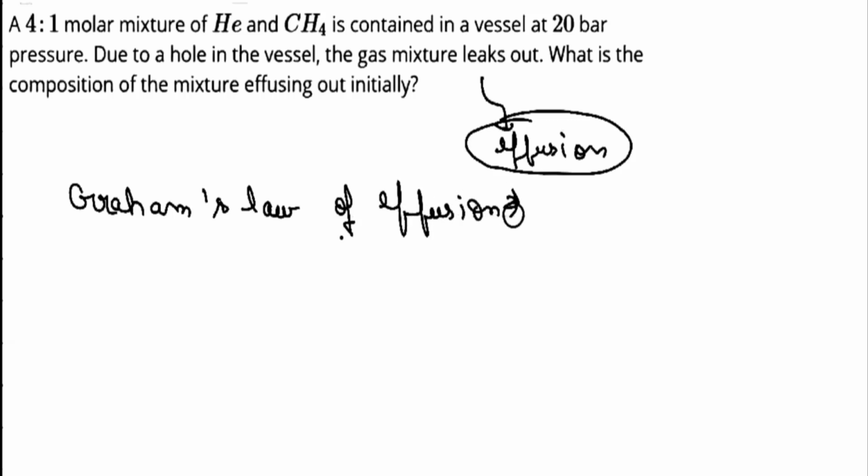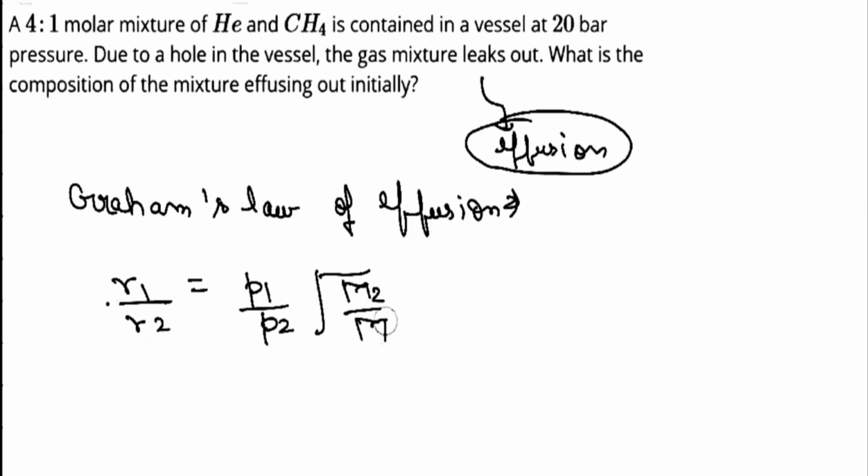And according to Graham's law of diffusion, we have one formula: R1 upon R2 is equal to P1 upon P2 under root of M2 by M1, where R is the rate. Rate can be anything, like it can be concentration per unit time, volume per unit time, or moles per unit time, and we will use here rate as moles per unit time, right? And P1 and P2 are the partial pressures and M2 and M1 are molar masses, right?